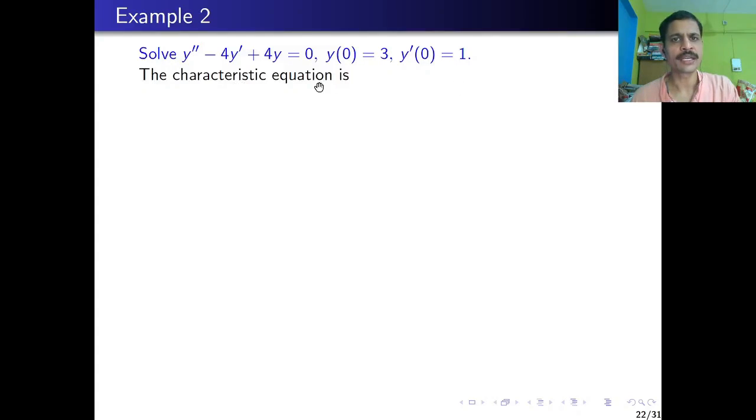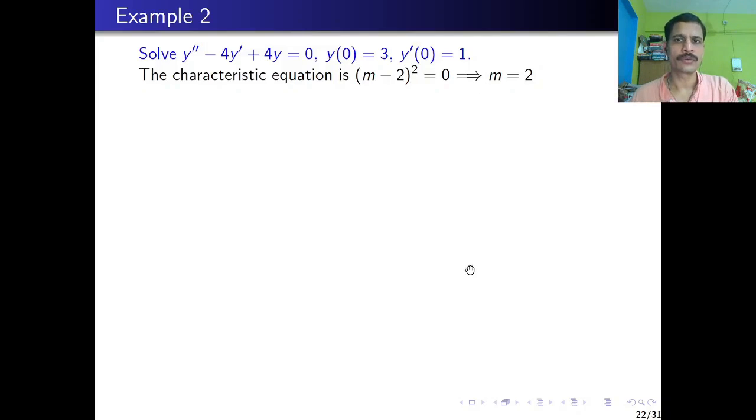The characteristic equation is, if you substitute e raised to mx here, whatever you get. So finally the quadratic equation that you get is m square minus 4m plus 4 equal to 0, but that is a quadratic equation which can be written as a square. So it can be written as m minus 2 whole square equal to 0. This is the case where the roots of the quadratic equation are real and equal roots.